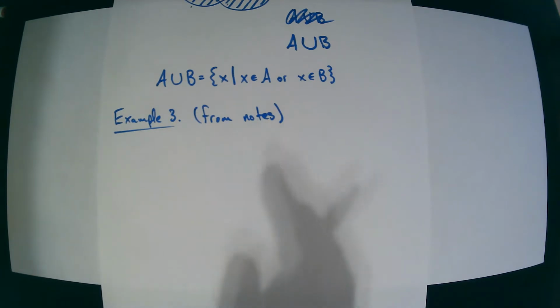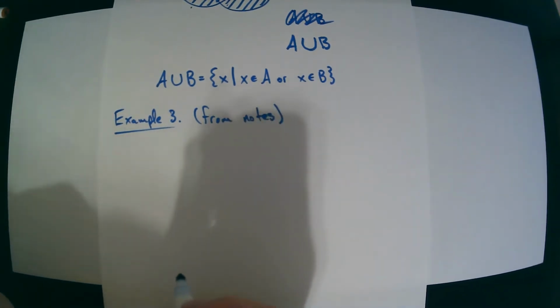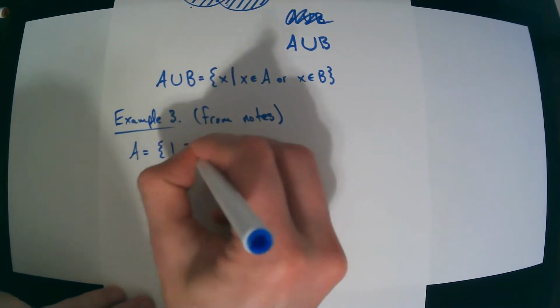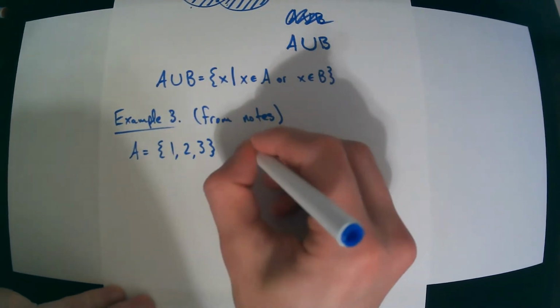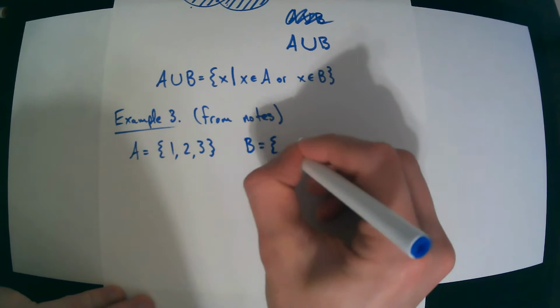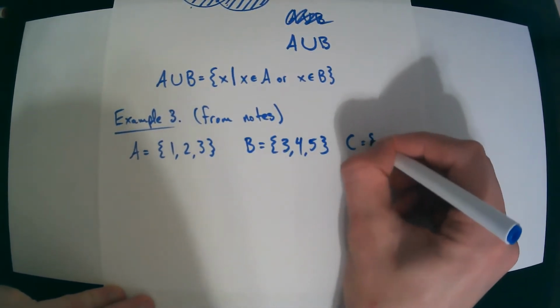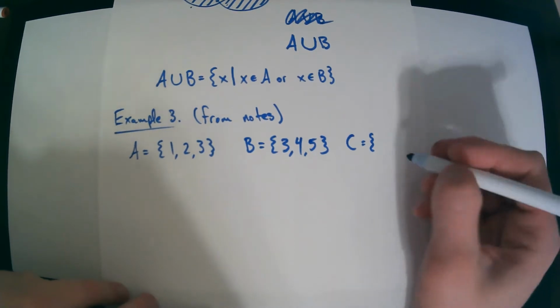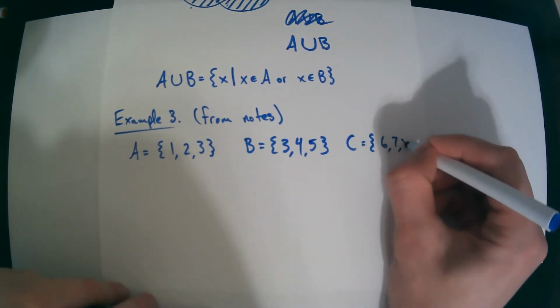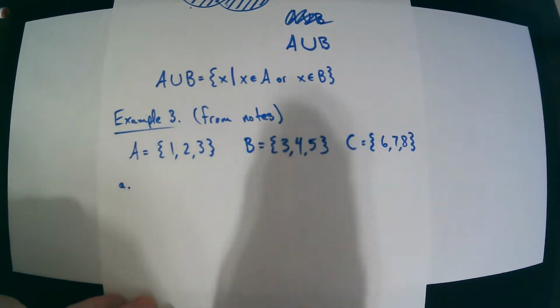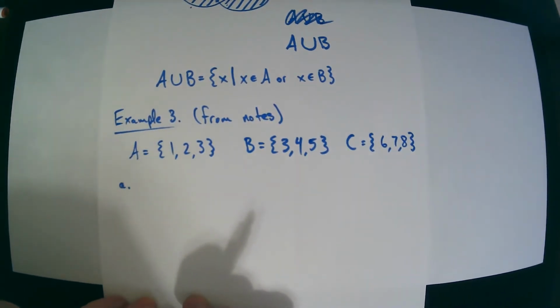Example 3, from the notes, let A equal 1, 2, 3. So we're going to let A equal 1, 2, 3, the set containing 1, 2, 3. B is the set 3, 4, 5. C is the set 6, 7, 8. Okay. We have some questions. Part A says to find A union B.